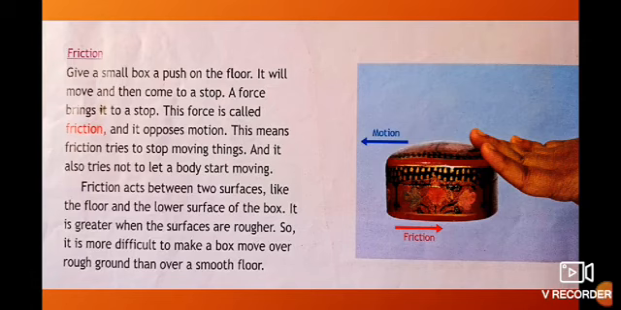This means friction tries to stop moving things, and it also tries not to let a body start moving. Friction acts between two surfaces, like the floor and the lower surface of the box. Here you can see the floor down, and here the lower surface of the box. It is greater when the surfaces are rougher. So it is more difficult to make a box move over rough ground than over a smooth floor.